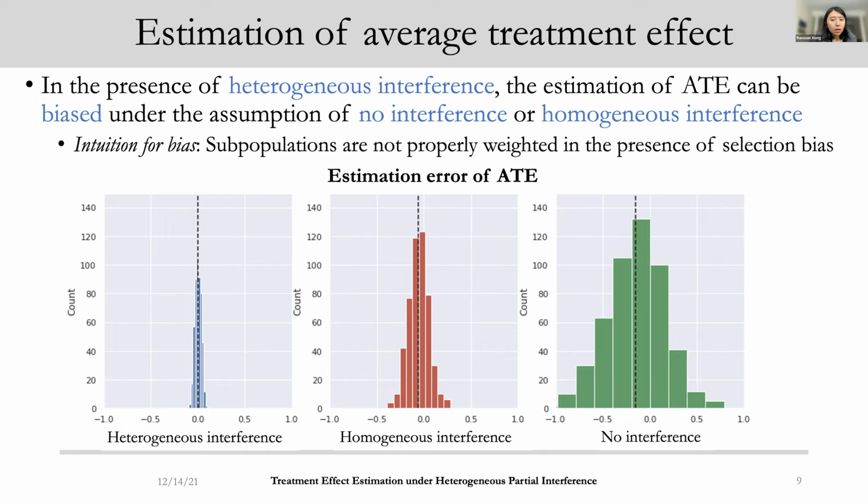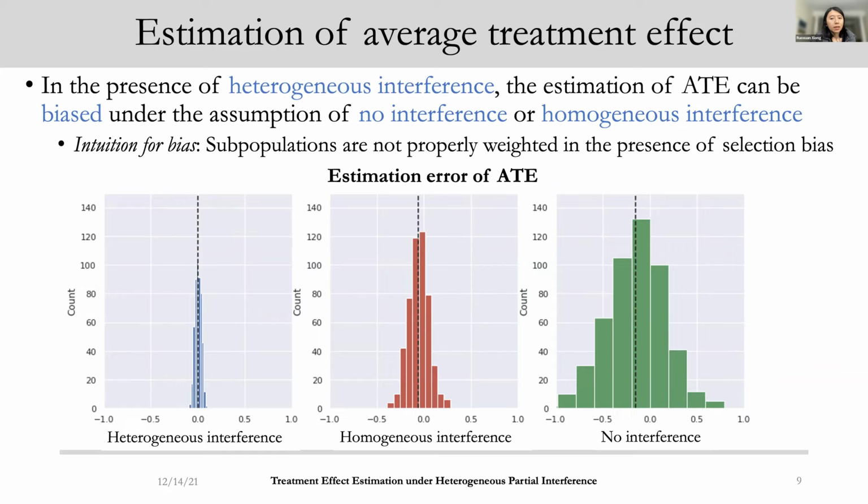We can see that the estimation of the conventional ATE is biased if we do not properly account for the heterogeneous interference. But the bias is reduced if at least we allow for interference, such as homogeneous interference. We can see that by comparing the middle one with the right one. The intuition for the bias is that subpopulations are not properly weighted.